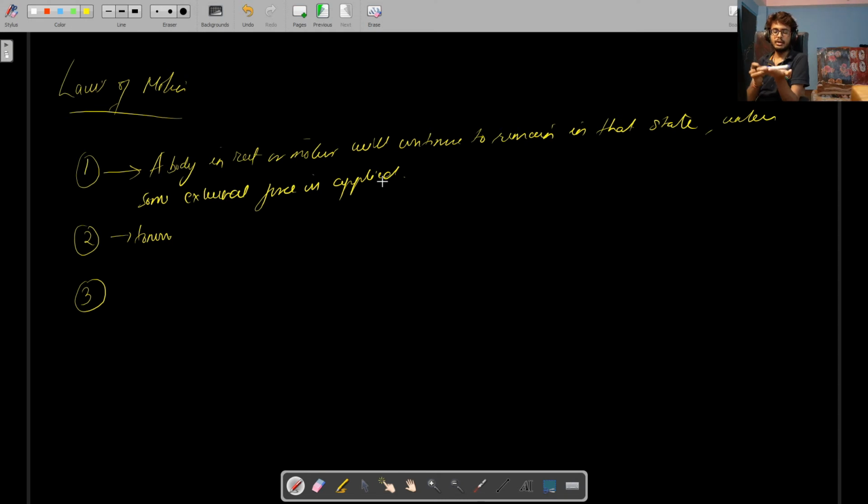The marker can only move if and only if I apply some force on the marker. I pick it up, put it here. So now this is changing its state.